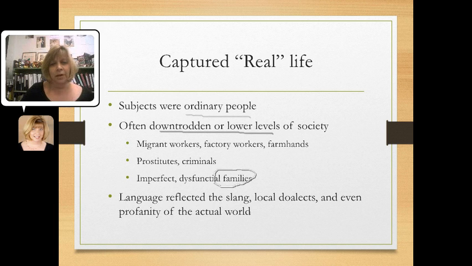And the families were not these great models of familyhood. They were imperfect and dysfunctional or even absent. A lot of the characters don't have any family ties or family connections.